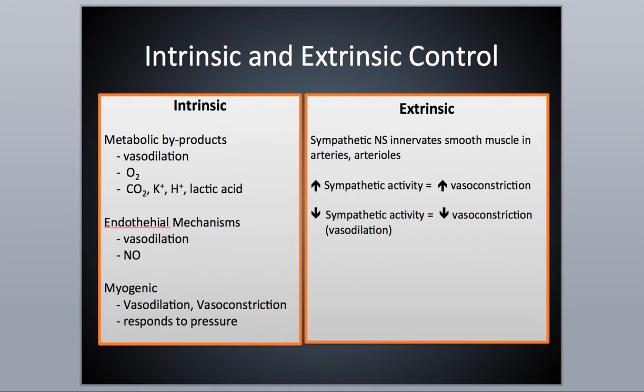Now, there could also be a myogenic response, basically vasodilation or vasoconstriction because of any type of response to pressure. It's just going to depend on what the response is, and on certain locations. Now, the extrinsic control is going to be the sympathetic or parasympathetic responses. In fact, the sympathetic response is going to increase vasoconstriction. And if you take away the sympathetic activity, you're going to decrease vasoconstriction.